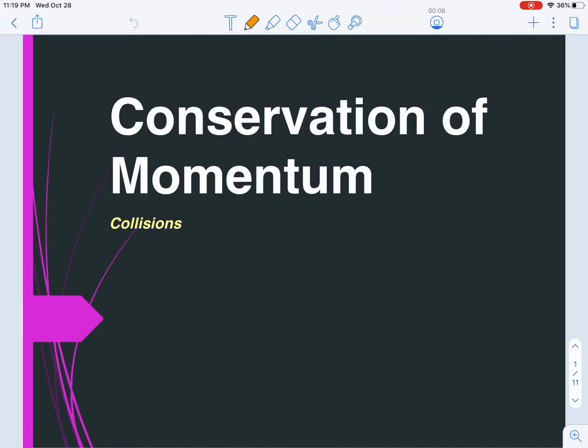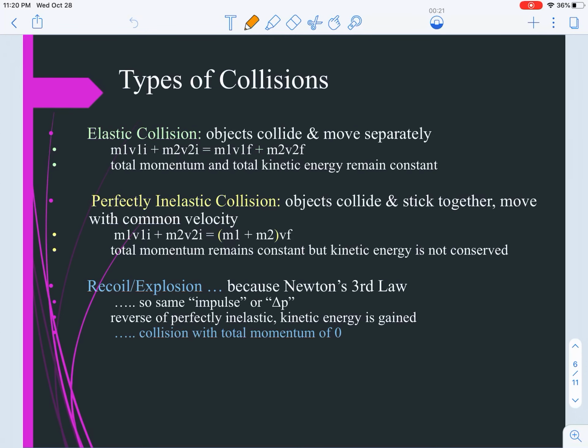Okay, so we are going to look at some example problems for conservation of momentum. If you recall, we talked about three different types of collisions that you are going to need to understand how to solve for. Basically, we have elastic and inelastic. Those are the main categories.